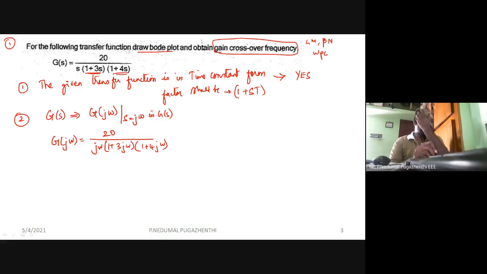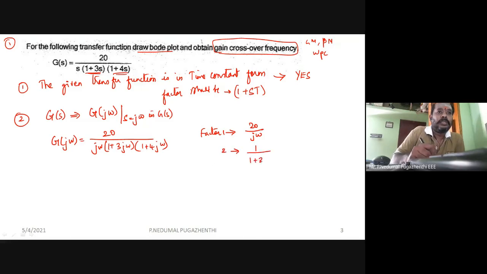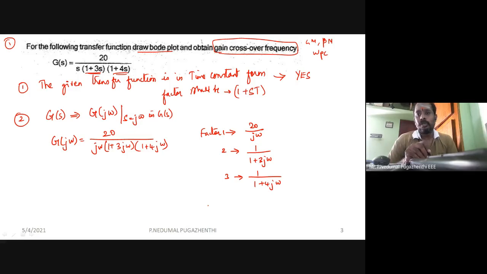So what are the factors I have? I have 3 factors here. Factor number 1 is 20 divided by j omega. Factor 2 is 1 divided by 1 plus 3 j omega. Factor 3 is 1 divided by 1 plus 4 j omega. Each has its own slope, its magnitude representation, and a phase value.